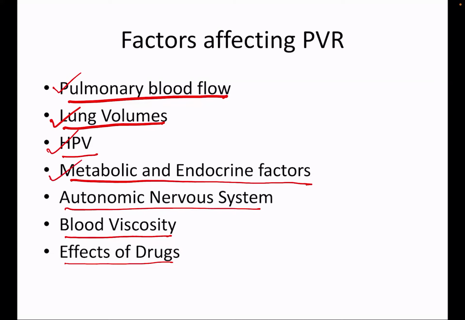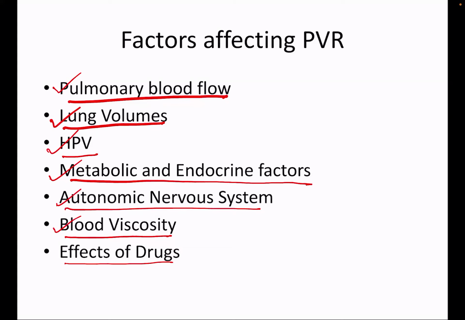Now coming to the autonomic nervous system. The alpha 1 receptors are present in the pulmonary vascular bed and cause vasoconstriction. The beta 2 receptors cause vasodilatation, and muscarinic M3 receptors also cause vasodilatation. Blood viscosity is another parameter.